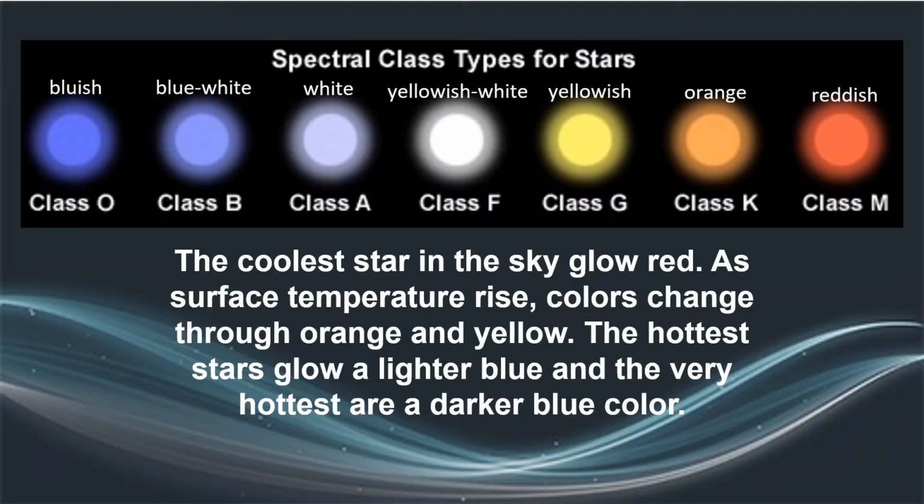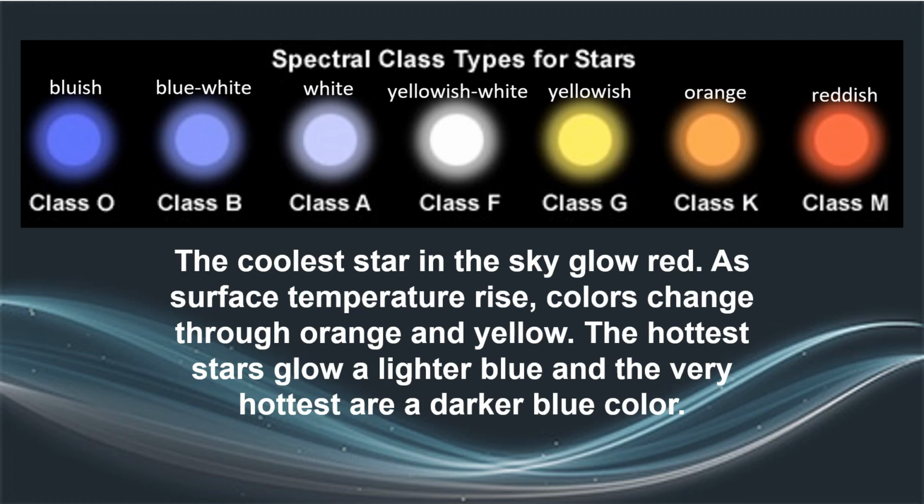The coolest stars, or the coolest star in the sky, glow red. So this is the red star. As the surface temperature rises, colors change through orange and yellow. The hottest stars glow a lighter blue, and the very hottest are the darker blue color.